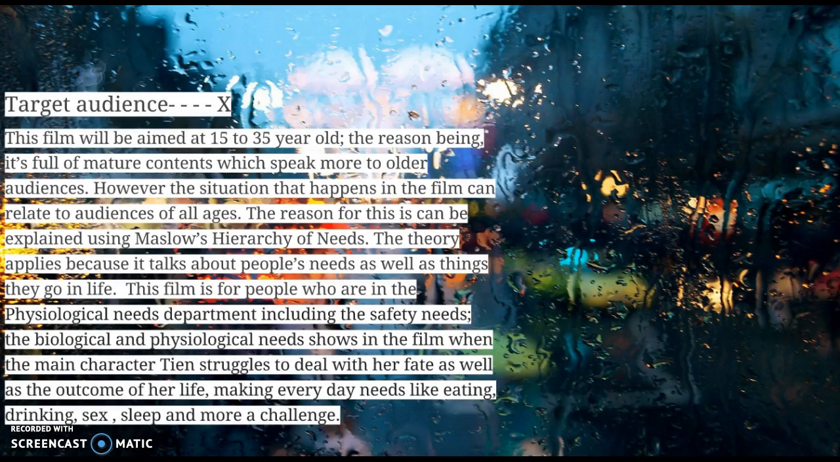The target audience for this film is 15 to 35-year-olds. The reason being is because it's full of mature content which speaks out to the older audiences more. However, the situations that happen in the film can relate to audiences of all ages.